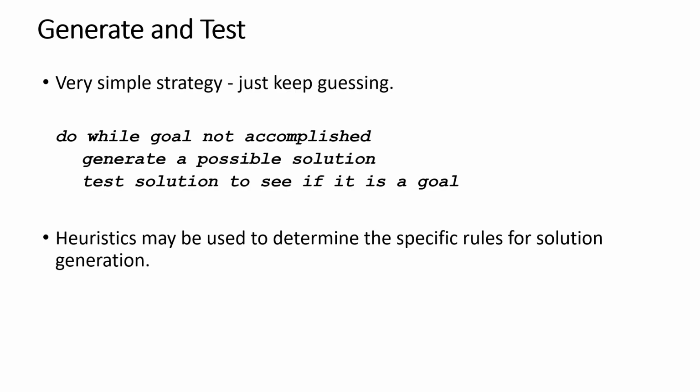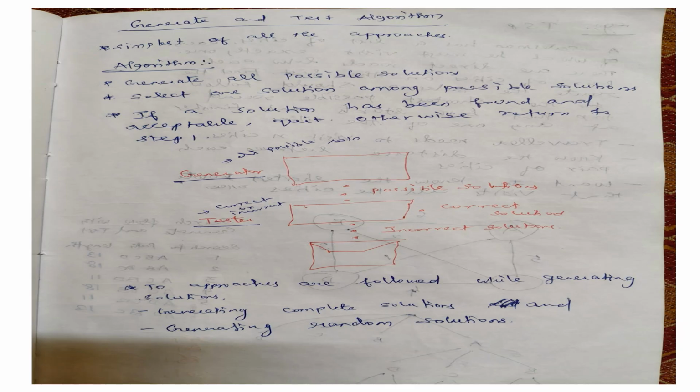So next is generate and test, which we have already explained. It is a heuristic searching technique used in artificial intelligence, and here there are two ideas. One is generating a possible solution to the problem and testing whether each solution satisfies the goal condition. If the solution is acceptable, the search stops. Otherwise, another solution is generated and tested.